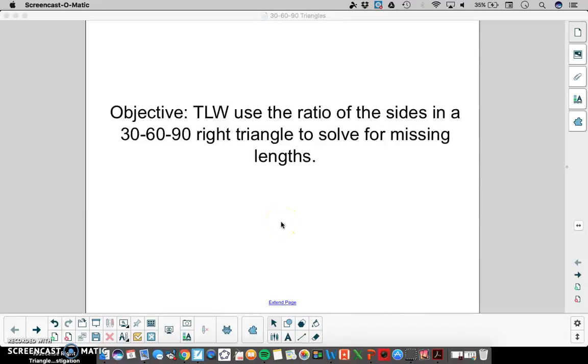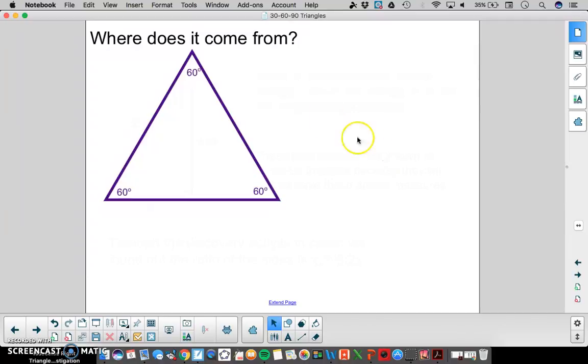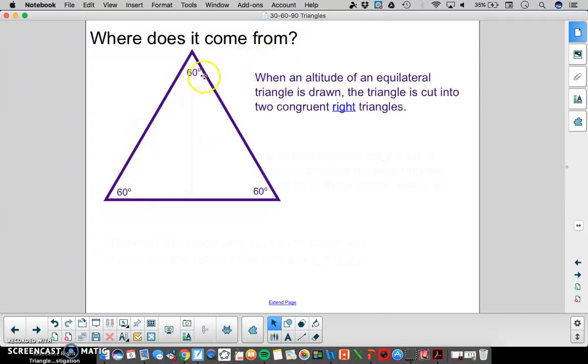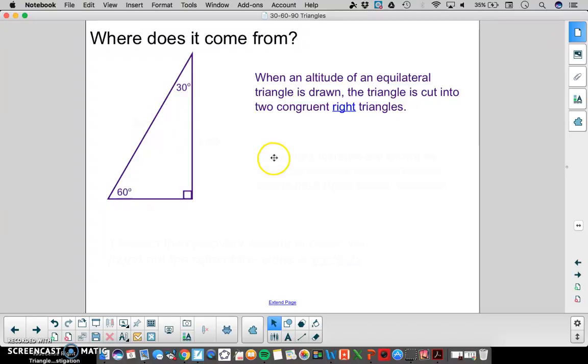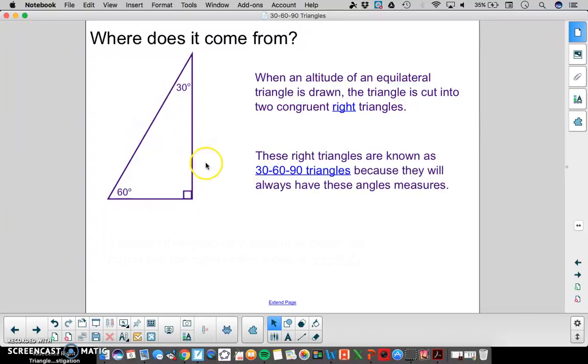In this video, the learner will use the ratio of the sides in a 30, 60, 90 right triangle to solve for missing lengths. So where does it come from? When an altitude of an equilateral triangle is drawn, the triangle is cut into two congruent right triangles. These right triangles are also known as 30, 60, 90 triangles because they will always have those angle measures.